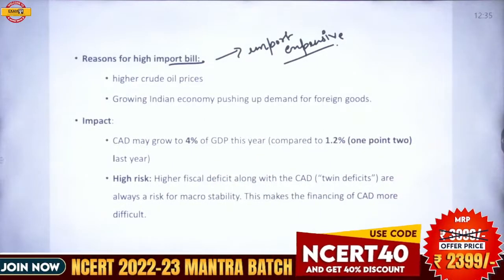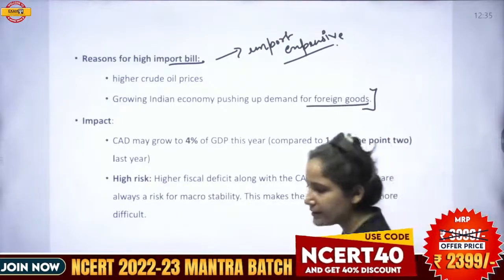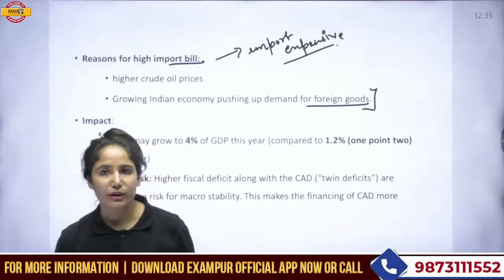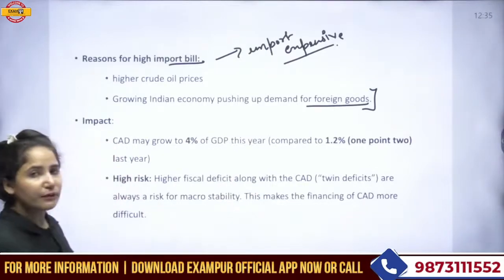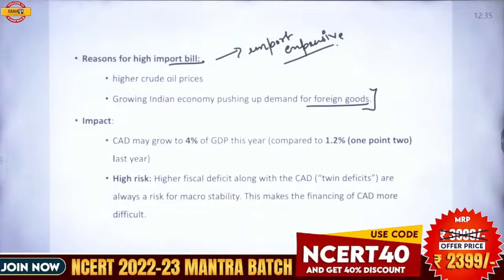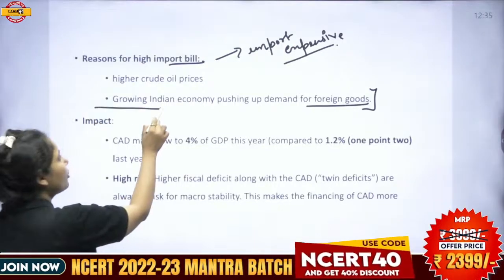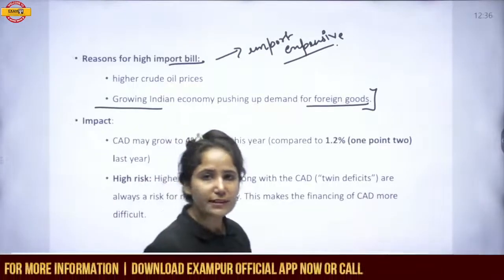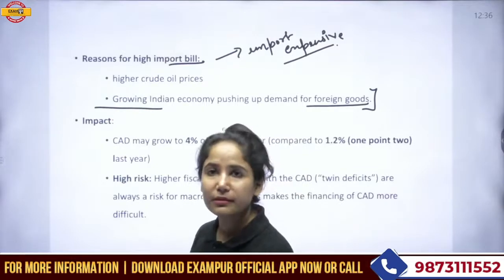Okay, a growing economy pushes the demand for foreign goods. Why is it so? As we have already explained, the supply side is going lower and it is increasing the demand for foreign goods, meaning we are trying to make more and more imports. If we are making more and more imports, the bills have to become higher. Obviously, if we are purchasing more, it is going to add to your bill.